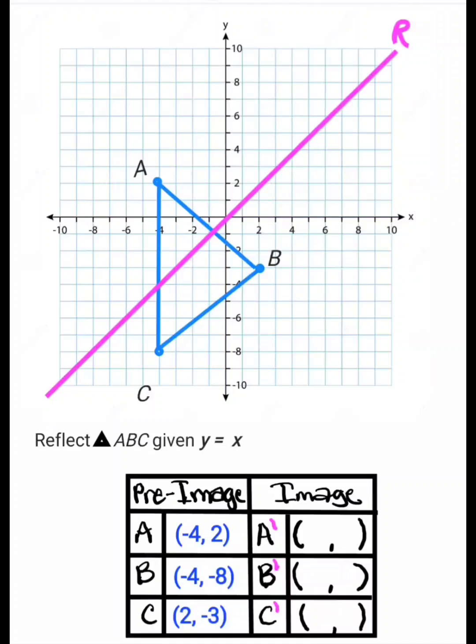This is the problem. Reflect, we've got that diagonal line, reflect triangle ABC, given y equals x. Notice there is no negative sign. That is the diagonal that starts at the top of the right side and works its way diagonal. So again, let's go ahead and write that rule. So y equals x.